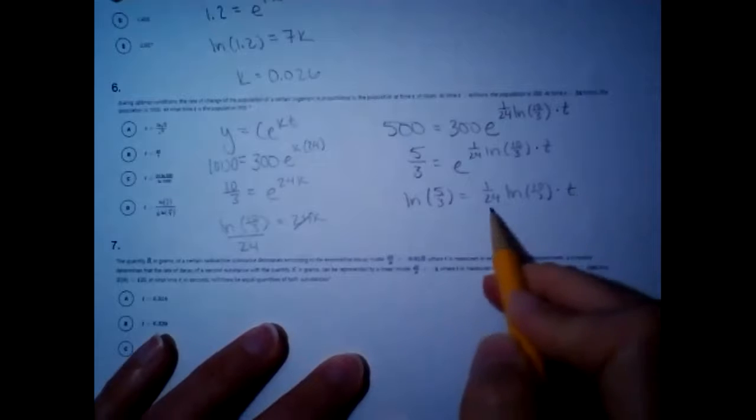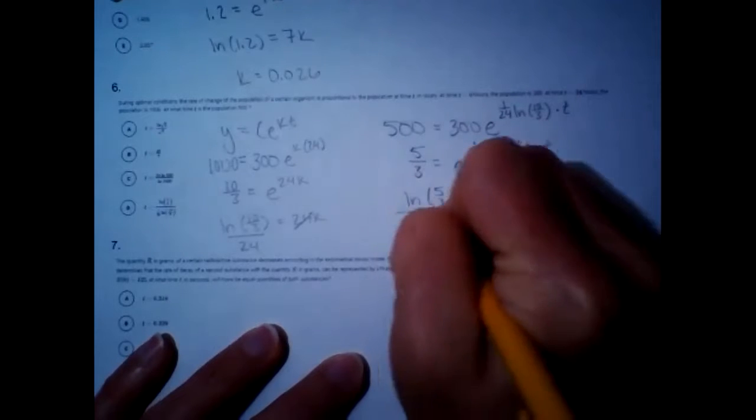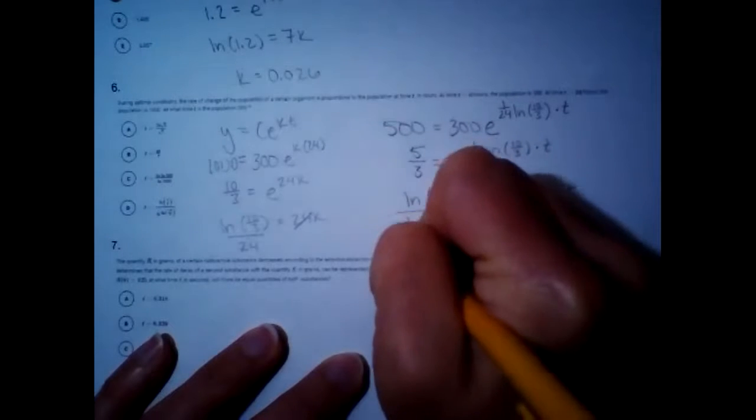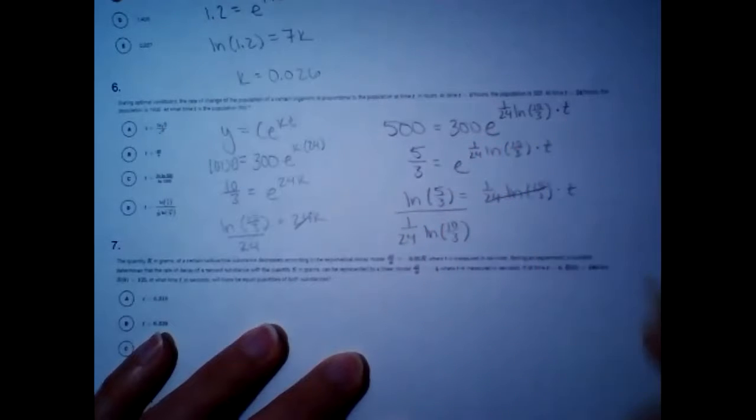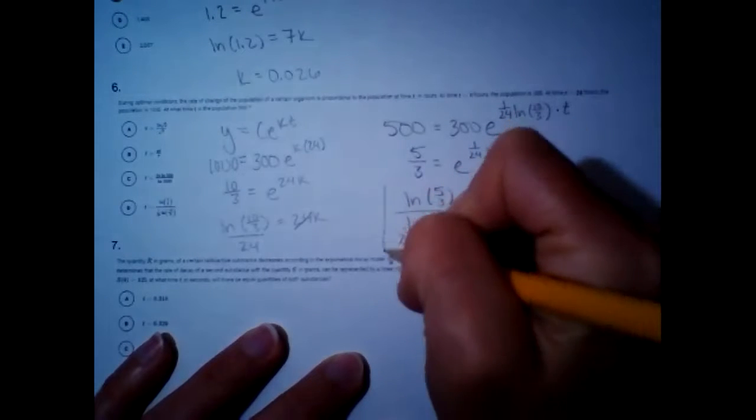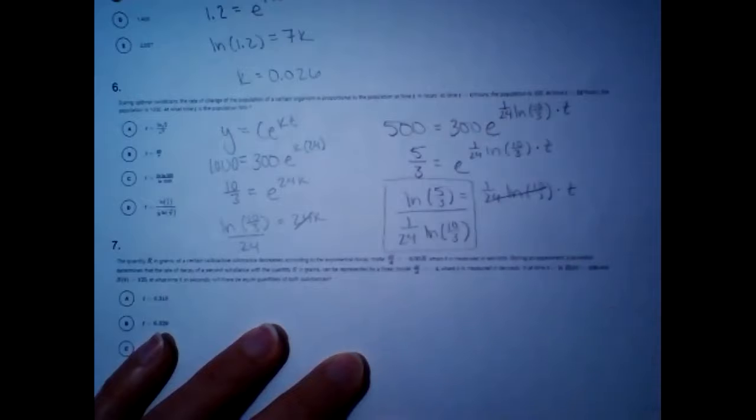And then to get time by itself, we're going to divide this over. So it will be ln of 5 thirds over 1/24th ln of 10 thirds, which looks a mess, but it's fine. And again, it's actually less work than typing it in the calculator because you don't have to do any button pushing. It just looks awful. So that one is D.